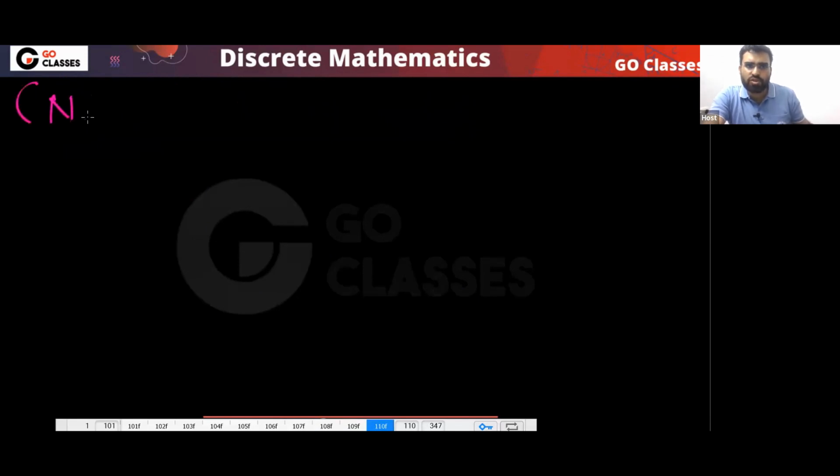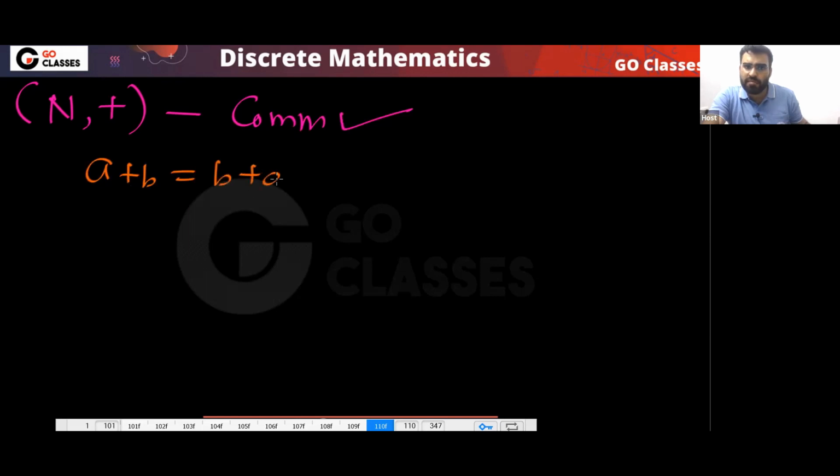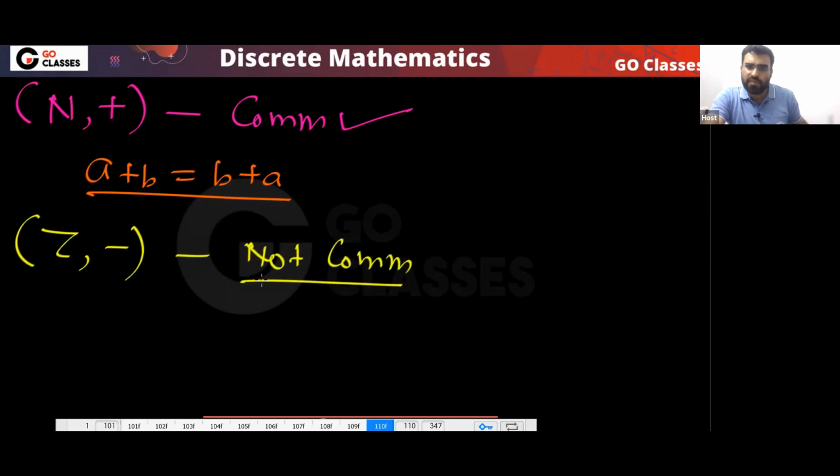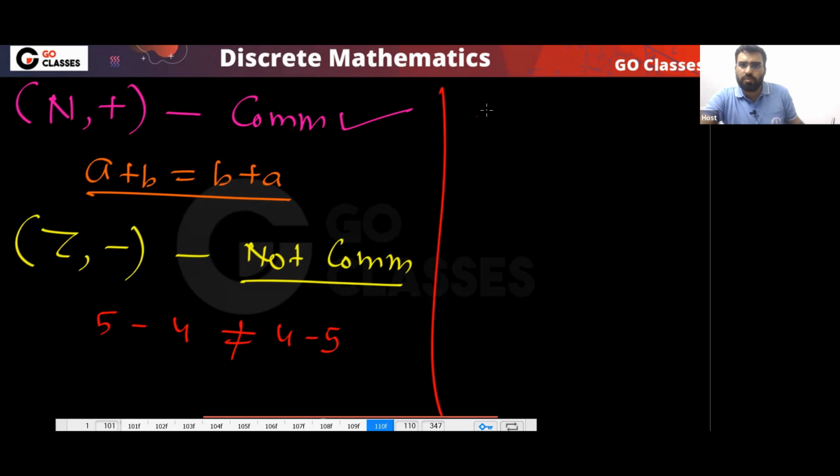For example, the set of natural numbers, comma, plus. Is this commutative? Yes, because you know that A plus B is equal to B plus A. So this is commutative. What about the set of integers, comma, subtraction? This is definitely not commutative, because 5 minus 4 is not the same as 4 minus 5.